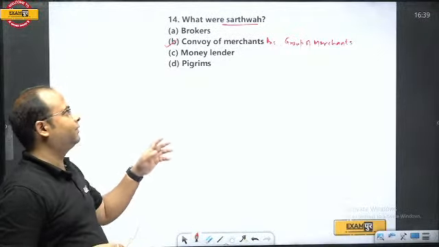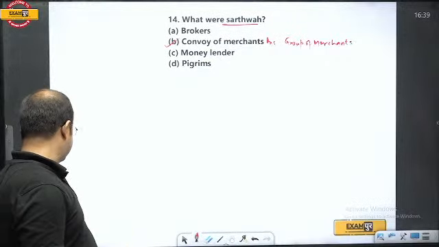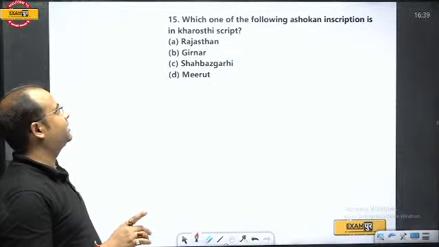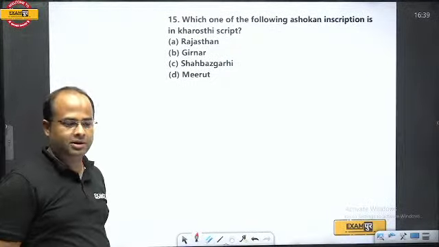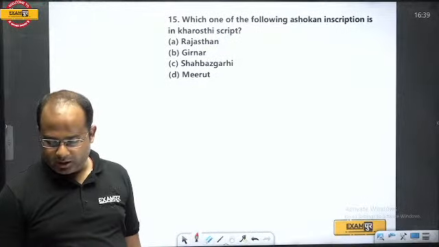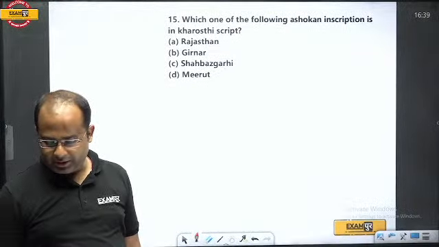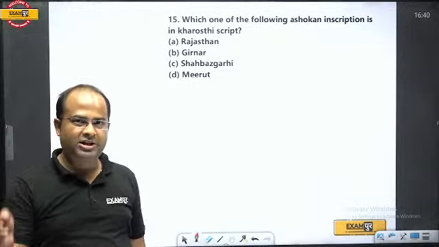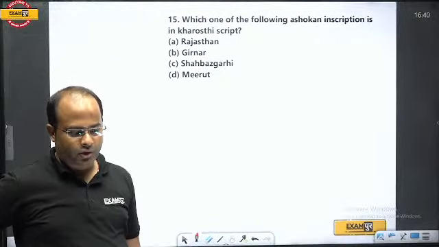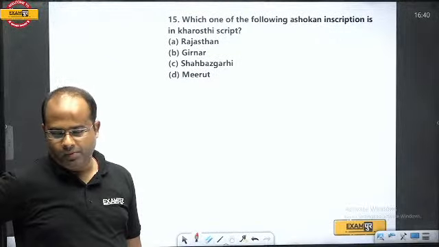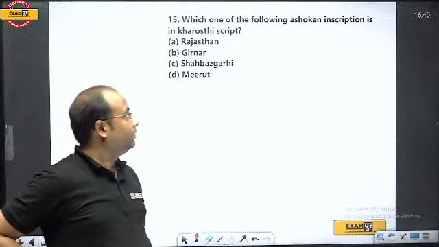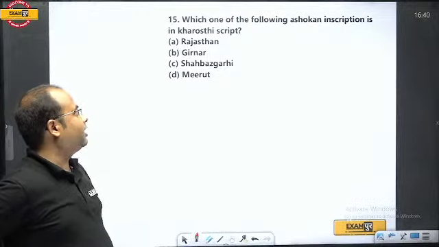So that is the group of the merchant or the convoy of the merchants. Now, which one of the following Ashokan inscriptions is in Kharoshthi script? That's a very good question. Let's see how many of you can answer this question. Kharoshthi, it is written right to left. Is it Rajasthan, Girnar, Shahbaz Garhi, or Meerut?